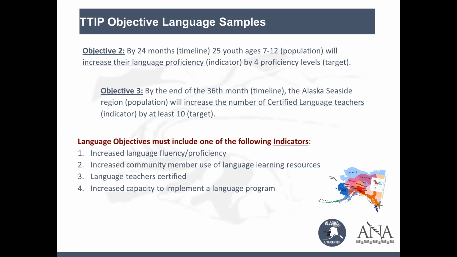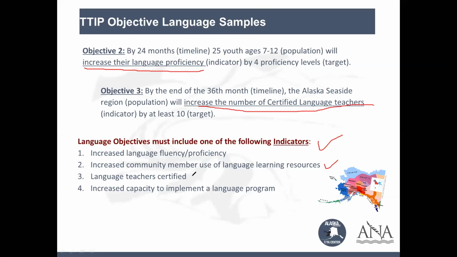One of the things that you need to know about the T-TIP objectives for language is that they must include one of the following indicators. They must show an indicator as an increase in language proficiency or fluency, an increased community member use of language resources, an increase in teachers certified, or an increased capacity to implement a language program.